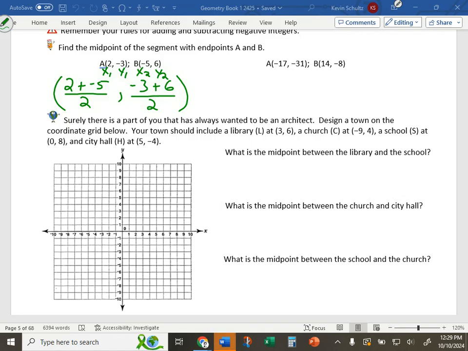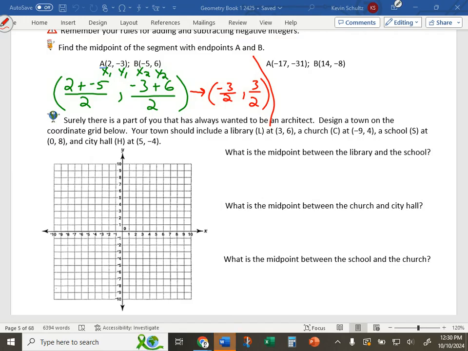So the x coordinate of our midpoint here, 2 plus negative 5 is negative 3 over 2. Negative 3 plus 6 is positive 3 over 2. So if we were to plot this on the coordinate plane, our midpoint would be at negative 3 halves and positive 3 halves. Don't do this on the coordinate plane below, but I'm just going to show you to prove to you this works here.